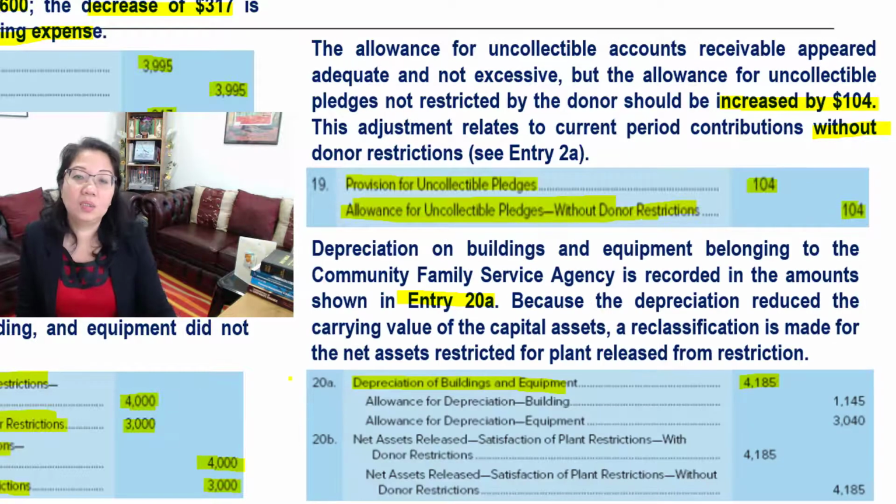$104. So depreciation on buildings and equipment will also be an adjusting entry. Depreciation of buildings and equipment will be debited $4,185. These are given. And credit allowance for depreciation building $1,145, and also credit allowance for depreciation equipment for $3,040.